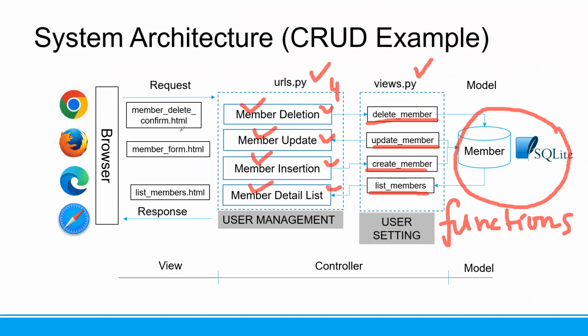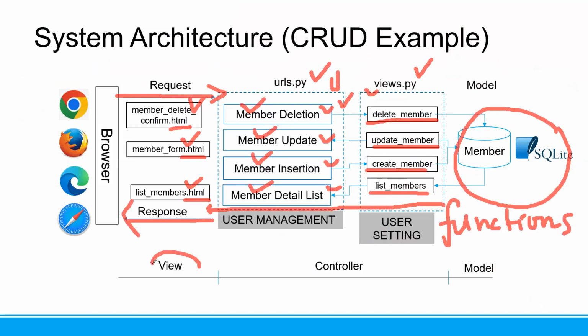And we will have three kinds of HTML file. Member delete confirm. We will put everything in the member form, and then we will put most of the things in the list members. Whenever there is a request from the users, it will go to this part. It will connect to the urls.py, and then it will connect to the views.py, and finally it will give a response to the web browser. So we call this the view. It is the controller, and then this is the model.